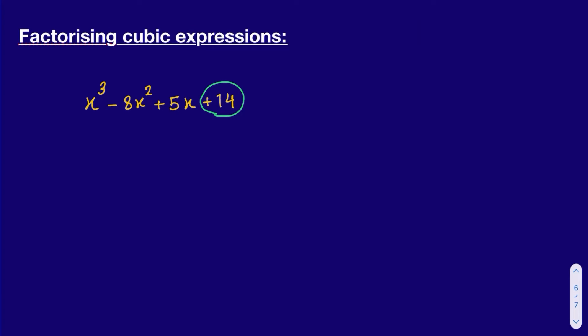Factors mean those numbers that this 14, this constant number, can be exactly divided by, and there will not be any remainder. So the numbers are plus or minus 1, plus or minus 2, plus or minus 7, plus or minus 14. These are the numbers that the constant term in this particular cubic expression can be divided by exactly.